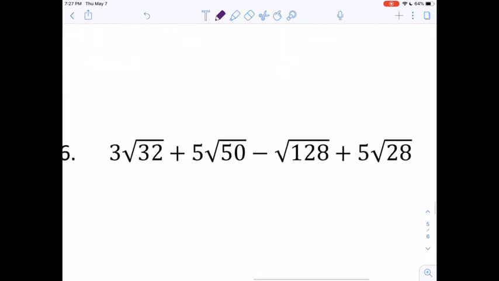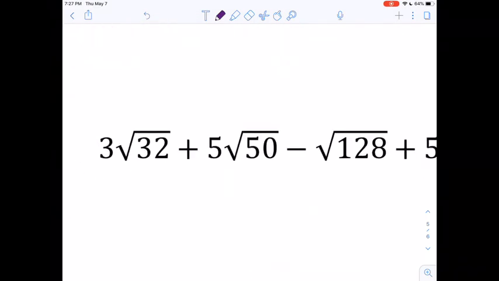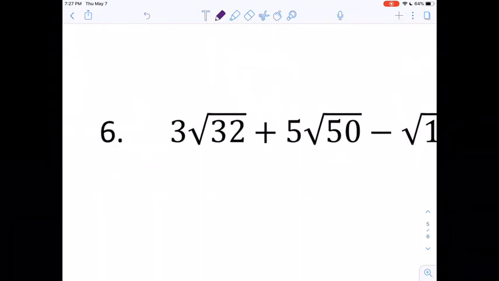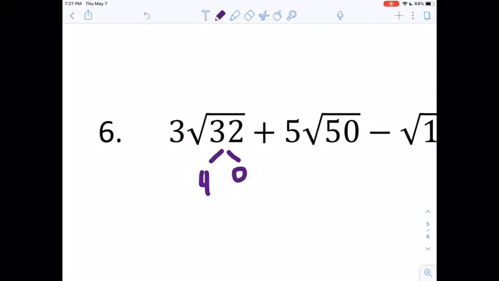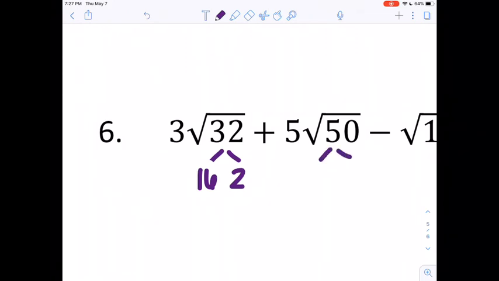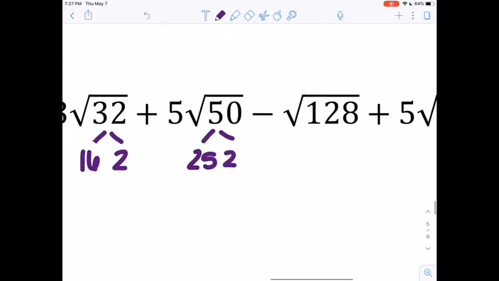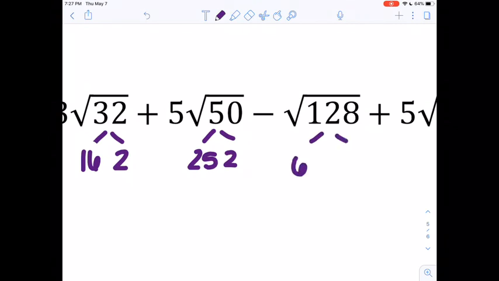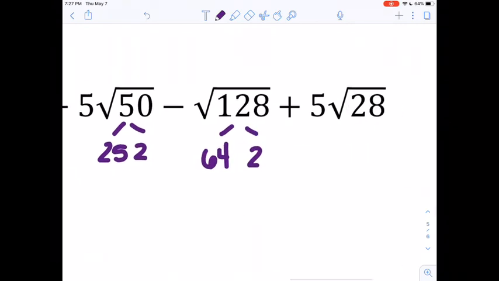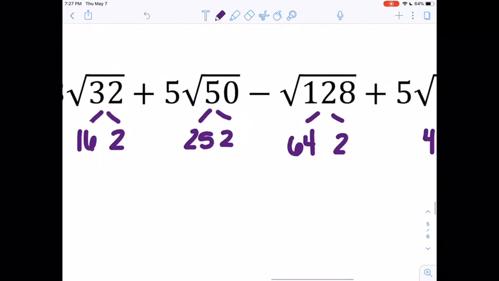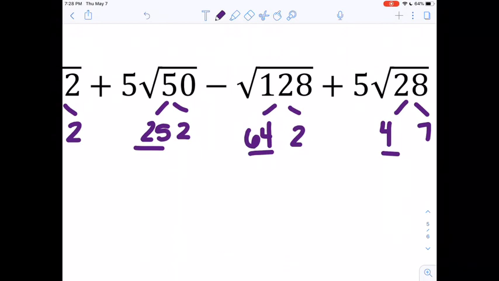Okay, number 6. So we got to simplify all of these. Find a perfect square that goes into 32. That's 4 and 8. But that's actually not the biggest one, so I'm going to change that to 16 and 2 so it can be fully simplified. 50 is 25 and 2. 128, that's 64 and 2. And 28, that's 4 and 7. Notice all of these have a perfect square.